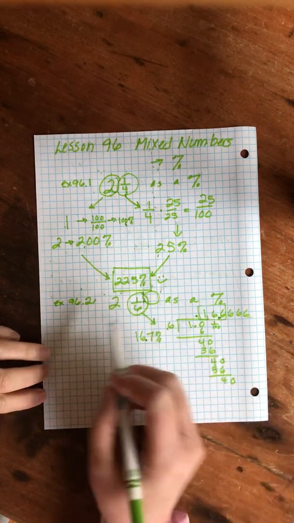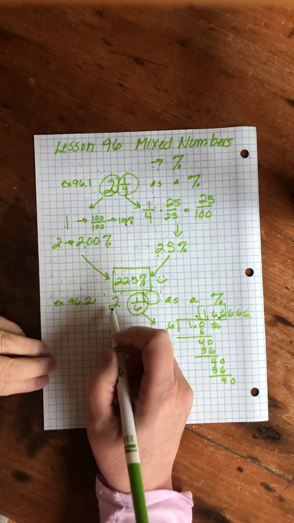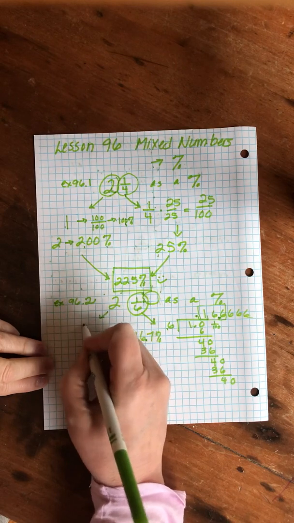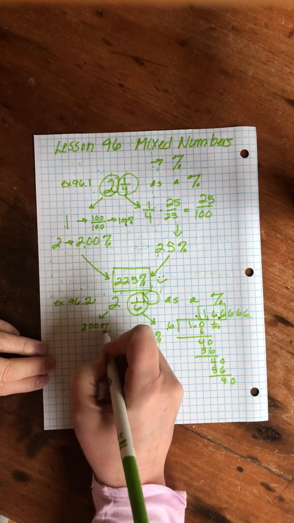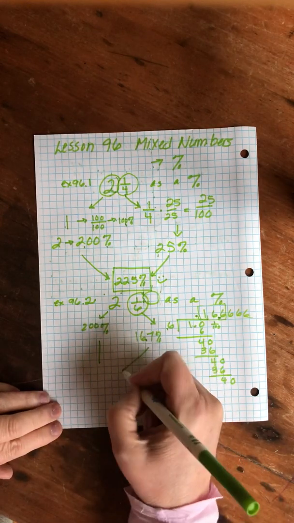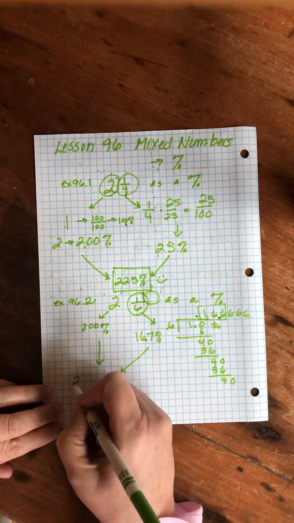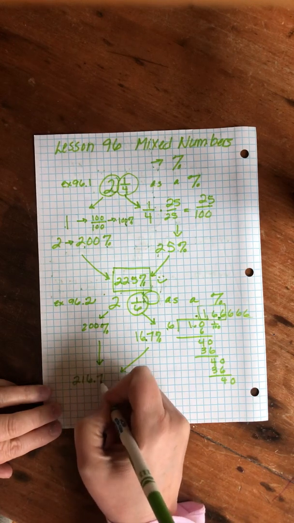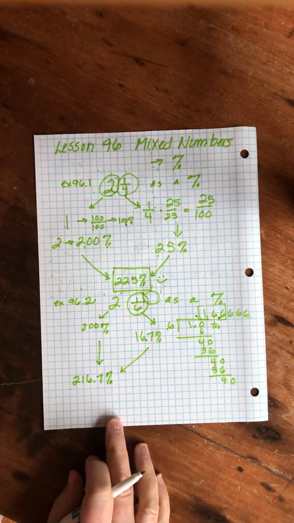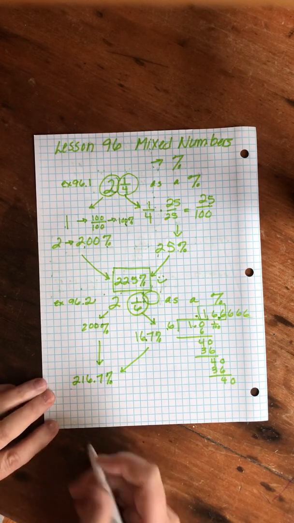And then this part is just the same as we figured out last time. Every 1 equals 100%. So this is 200%. And then we'll put these together to make 216.7%. Okay?